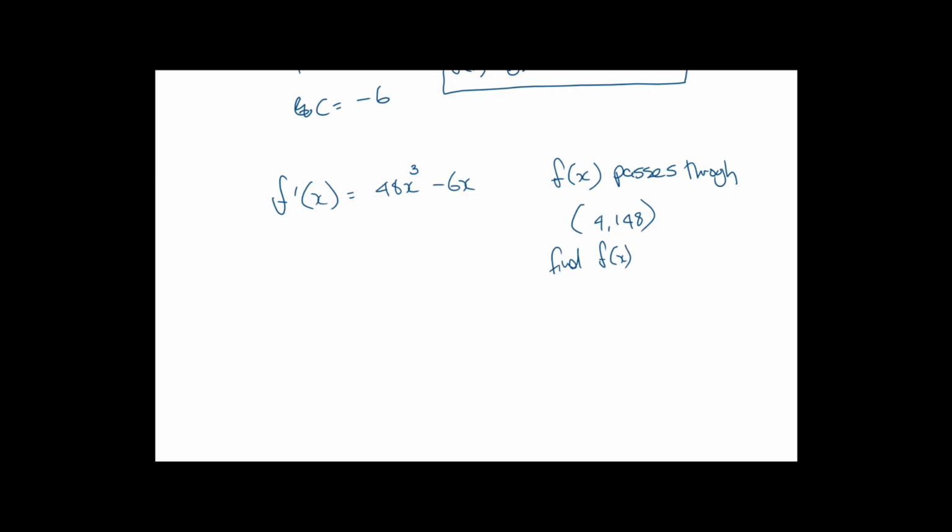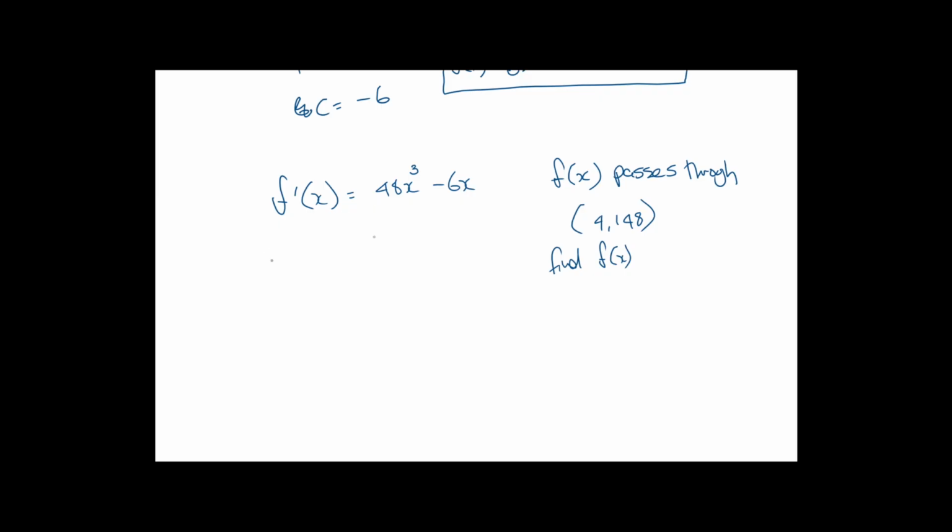So along those same lines, we have f dash of x equals 48x cubed minus 6x. We're told that f of x passes through the point 4, 148. Don't be intimidated. We need to find f of x. So we need to get f of x straight away and then solve for c.